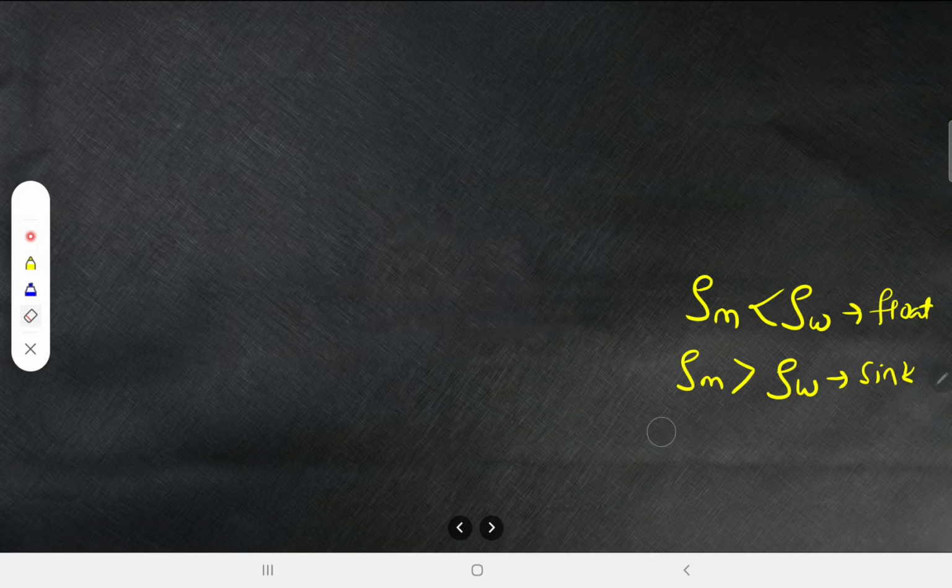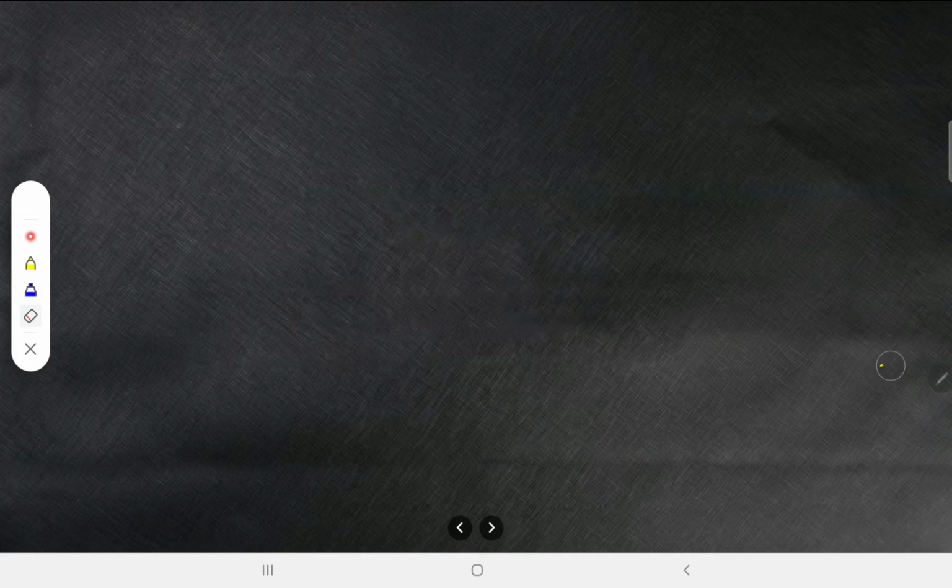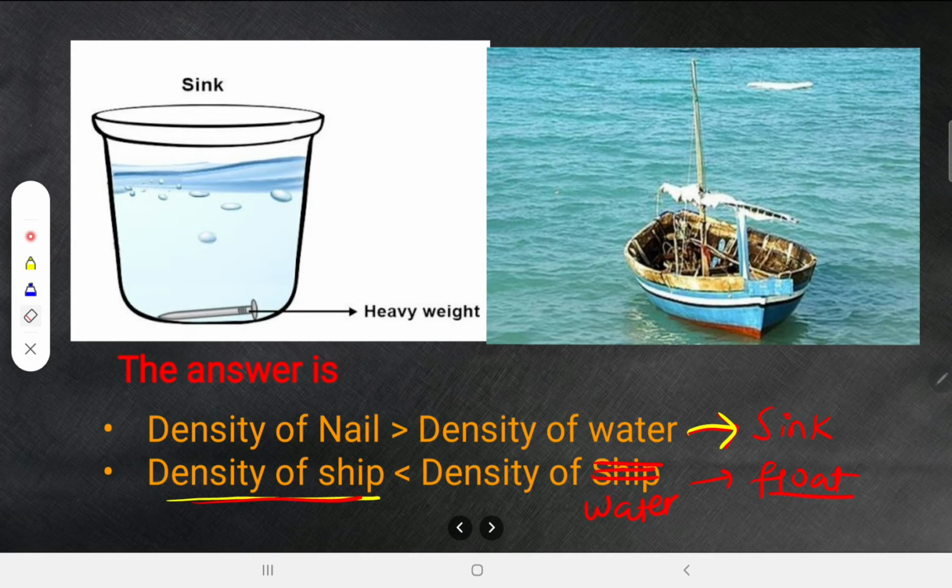I'm going to rub this off because I am going to have some more images here. Once again I am repeating, the density of the nail is more because it is tightly packed in a small space. More mass is accumulated, that means its density has become more. That's why it sinks. Now in this ship, mass is more, we know that, but it is distributed over a large space. Look at this large space. This is a small boat, but ships are very big, right? So it is spread over a large amount of space.